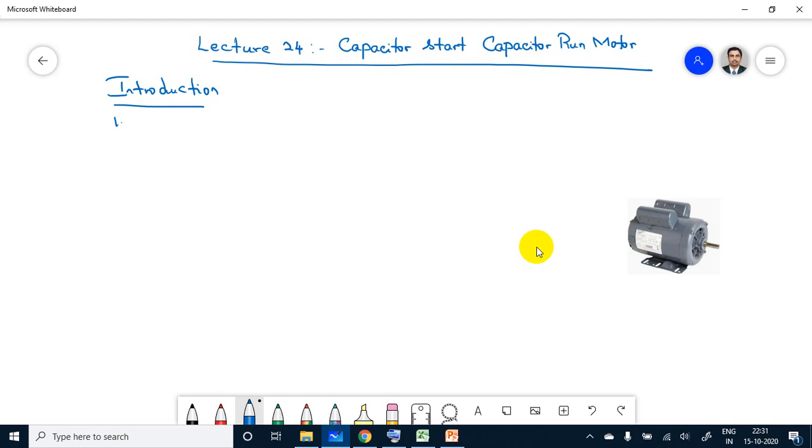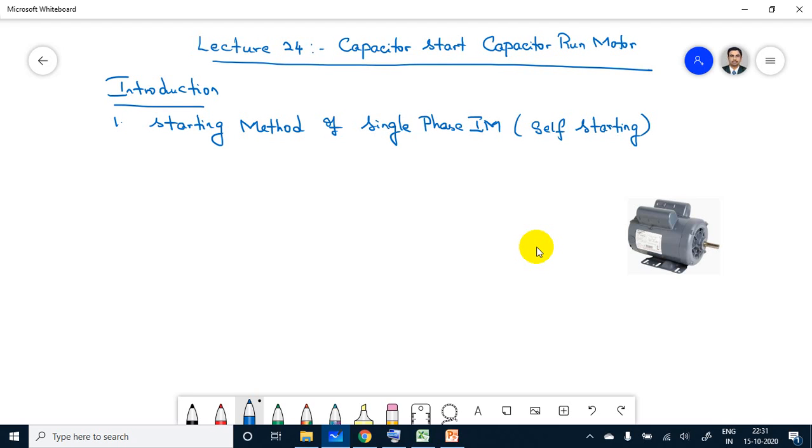This motor is one of the types of starting method of single phase induction motor for self starting. Second, the motor has two parts, one is the stator, another is the rotor. Here the rotor is squirrel cage type.